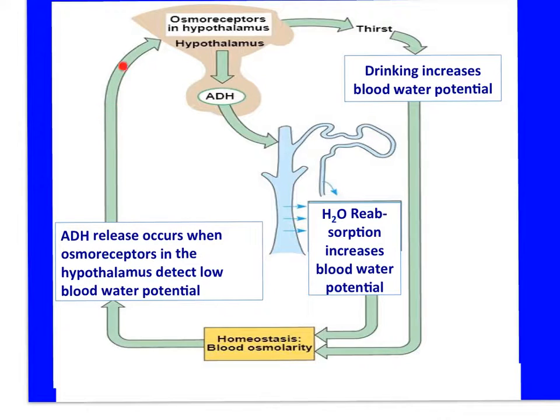If blood water potential is low, you feel thirsty and you would be tempted to drink. As well, ADH is secreted, targeting the collecting duct. Both of these events result in an increase in blood water potential, an increase which would in turn be monitored by the hypothalamus and would inhibit ADH secretion and would prevent you from feeling thirsty.